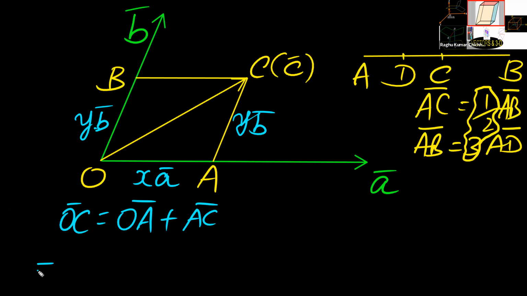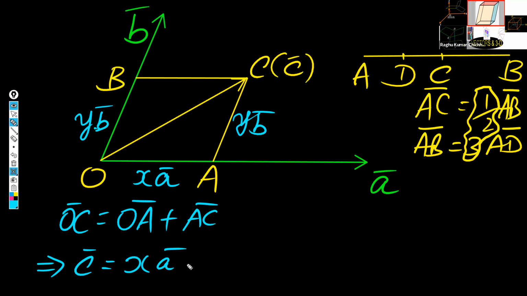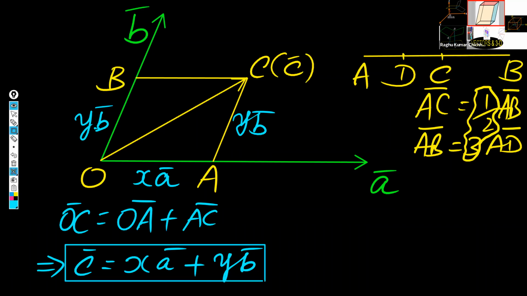Now your OC bar is nothing but C bar here. We have taken it to be C bar. And what is OA bar? XA bar plus YB bar. So if they are coplanar, there exists a linear relation between them. So linear relation is this one. So if there exists a linear relation between the vectors A bar, B bar, C bar, then confirmedly we can say that they are coplanar. This is what you have to understand, please. This is what I derived here.